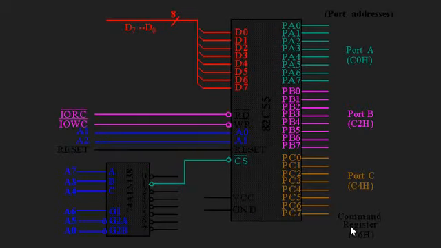Moving to the next. This is the diagram of 8086 IO, where in the 82C55 processor we have port A, port B, and port C. Here you can see that port A is C0H, port B is C2H, and port C is C4H, and the command register is C6H. These are the hexadecimal codes.